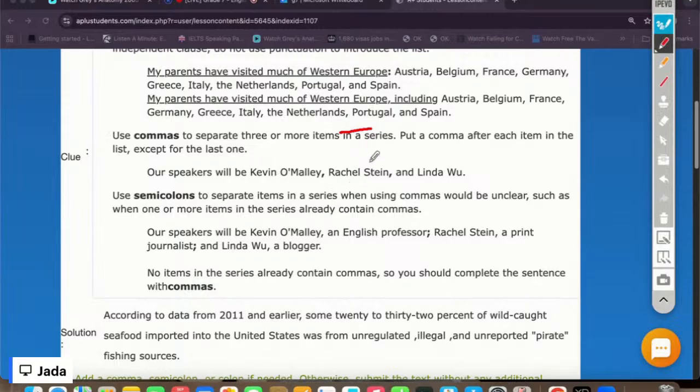So you use a comma to separate three or more items in a series. Put a comma after each item in the list except for the last one. So if you have different items in the series, you have to use a comma to separate them except for the last one. Okay. Our speakers will be Kelvin O'Malley, Richard Stein, and Linda Wu. So you can see that we put a comma after the first, the second, the third, but for the last one you do not need to add a comma. So you can see that Linda Wu doesn't have a comma. You put a comma before the coordinating conjunction, and. Okay. So you have to make sure you use the comma to separate three or more items in a series. Okay.